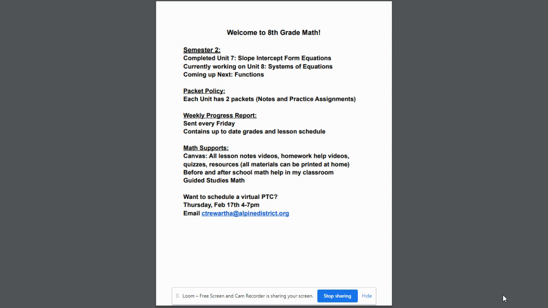And so the packets are due at the end of the unit on the day that we take our test. I highly recommend, it's so important for students to learn the material and to practice it before they take the test. And so we just wanted you to be aware of those 2 packets that students should always be working on and hopefully having them completed and ready to turn in by the time we take each of the unit tests.